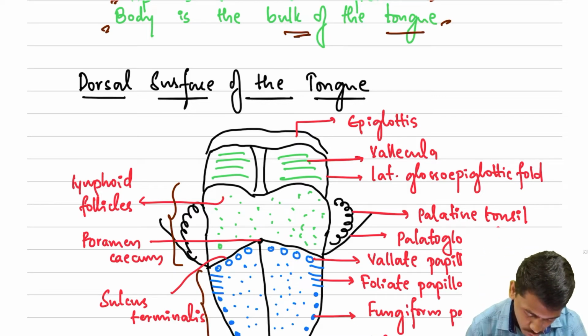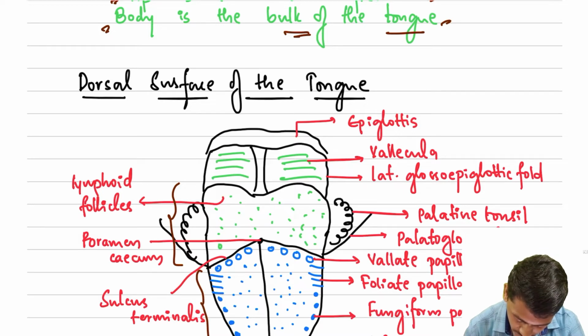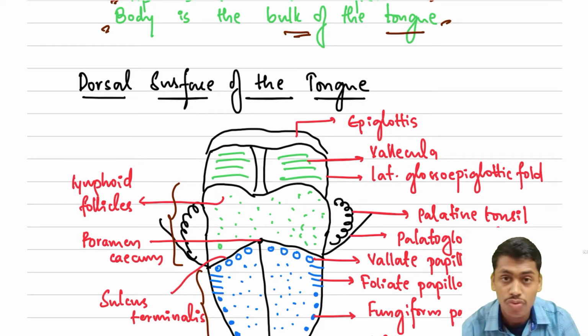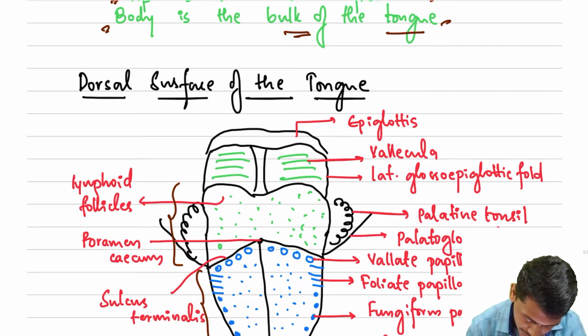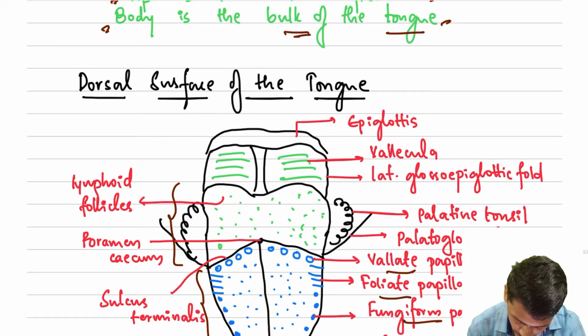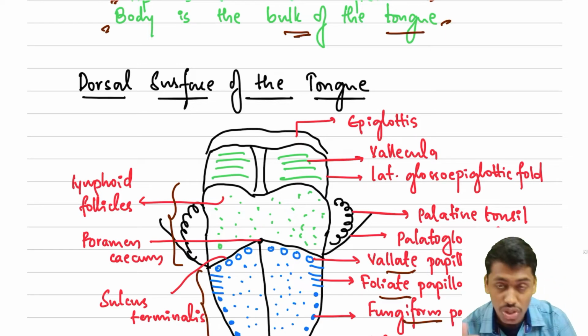In the anterior two-third, we have four types of papillae, which are used for taste sensation. What are the four papillae? We have the vallate papillae, the foliate papillae, the fungiform papillae, and the filiform papillae. So this forms the anterior two-third of the tongue.